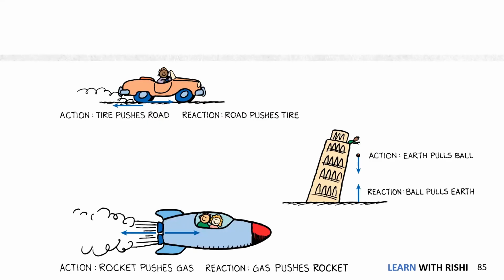Similarly, you can see here the example of tire and road. Now, tire and road are in contact with each other. So our action force is the tire pushing the road, and the reaction force is the road pushing the tire. Similarly, with gravitational force, the earth is pulling the ball, and the reaction is the ball pulling the earth. Rocket: the rocket pushes the gas, and the reaction is the gas pushes the rocket. This is why the rocket moves in the forward direction. So in every object, you can see there is an action force and a reaction force.